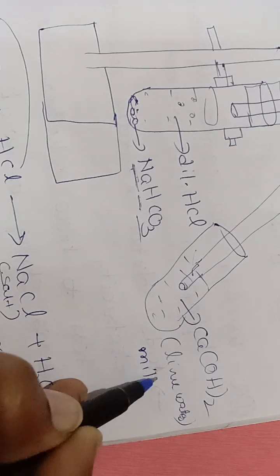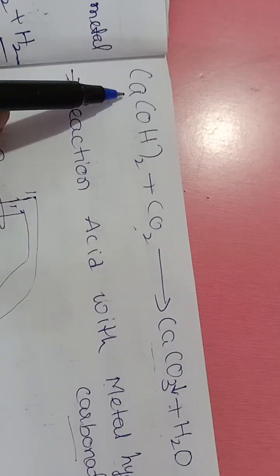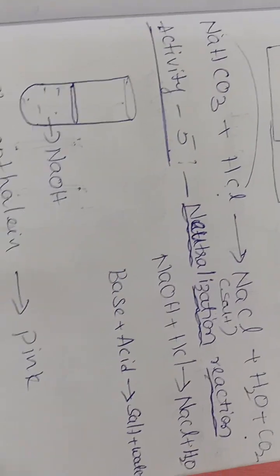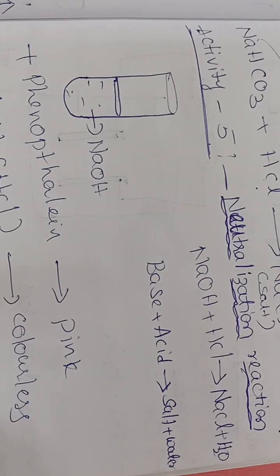Milky white. So this is our equation for calcium hydroxide. Again, it should be included in the metal hydrogen carbonate. Same equation. Okay, right. After that, neutralization reaction. Neutralization. Right.